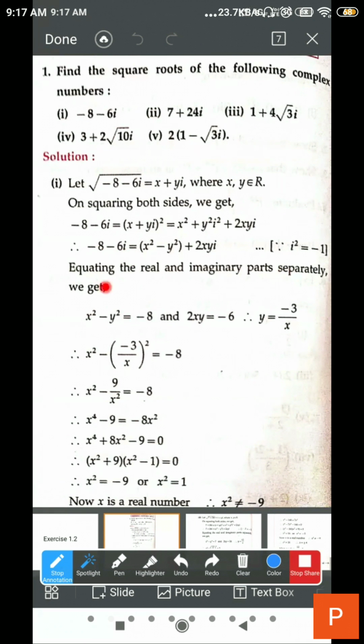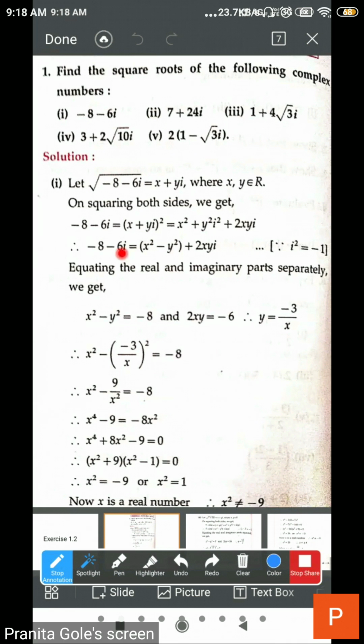That's why, equating the real and imaginary parts separately, real part to real part, imaginary part to imaginary part, then what you are going to get, see over here, x square minus y square, it will be equal to the real part of the left hand side, it is nothing but minus 8. And for 2xyi, the 2xy is equal to minus 6, as the multiple of i. Here also the multiple of i is minus 6. That's why 2xy is equal to minus 6.